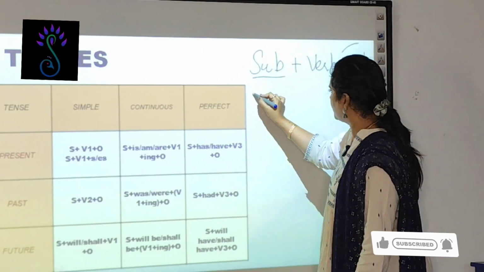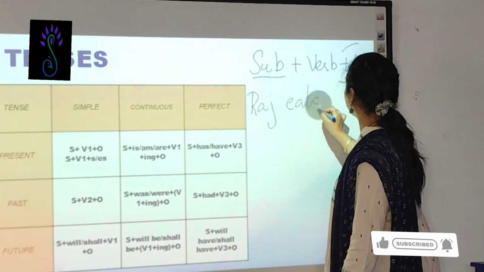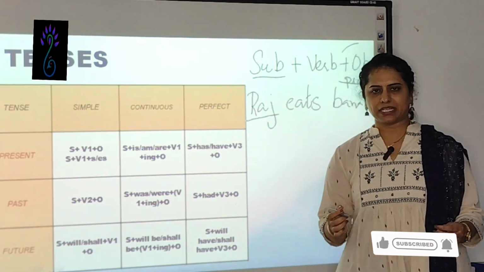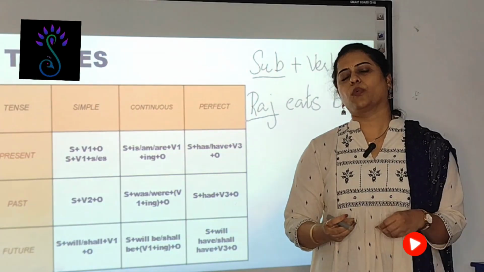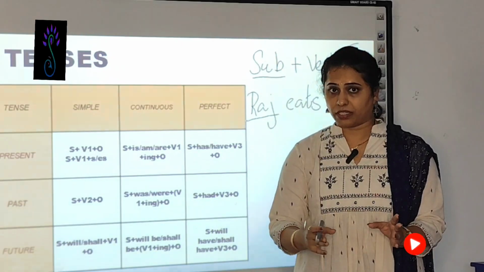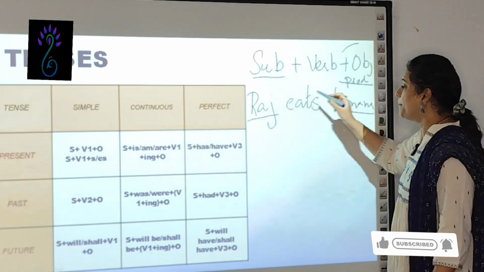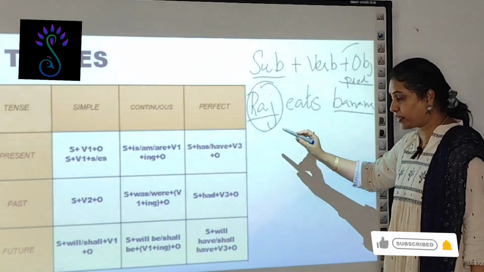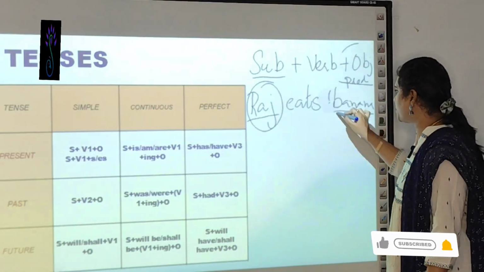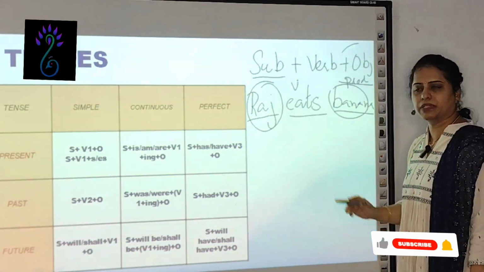Subject, for example, Raj eats banana. Here Raj is, what do you mean by subject? Anything which performs the action is called subject. When the action is received, it is object. Performer is subject. So, Raj eats what? Banana. So, banana is the object over here. And this is the verb. Here it is the main verb.